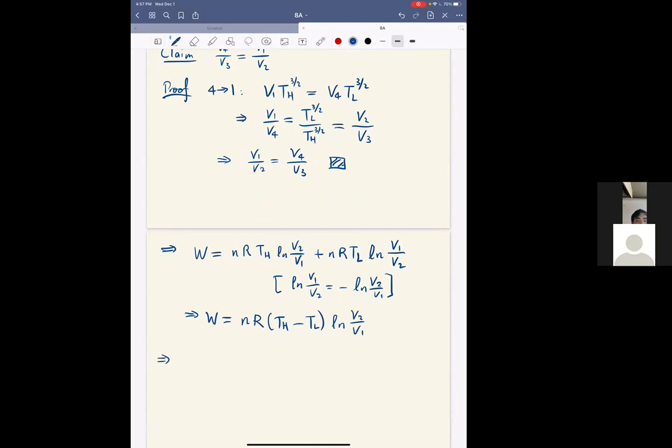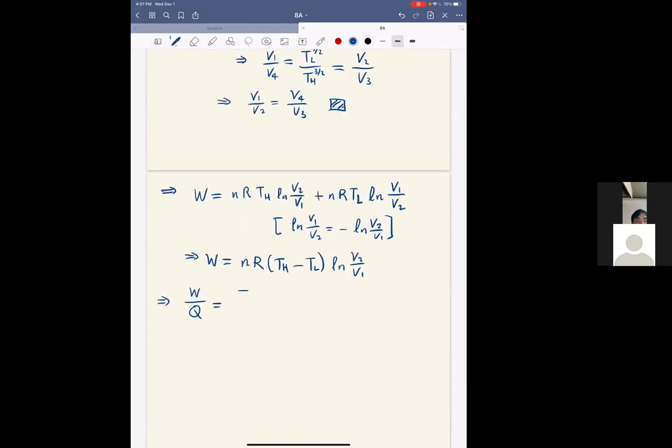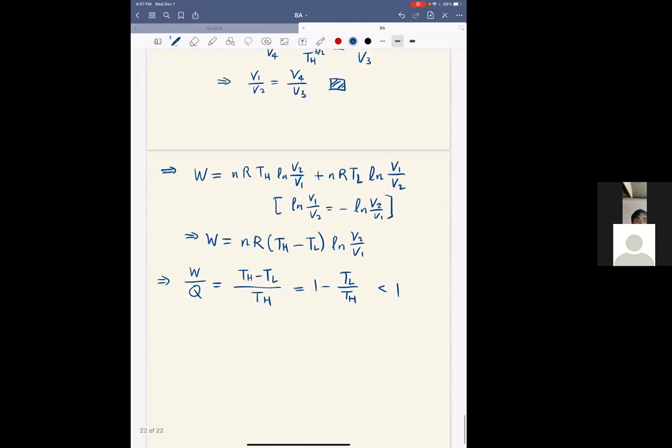And finally, we get the work divided by the heat absorbed. The heat absorbed is this one. So many things cancel, and we get TH minus TL over TH, which is 1 minus TL over TH. Of course, this is smaller than 1 because the energy doesn't come from nowhere. The maximum work the gas could do is the heat it absorbed from the reservoir of higher temperature.